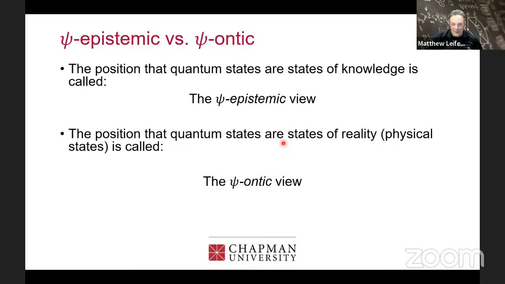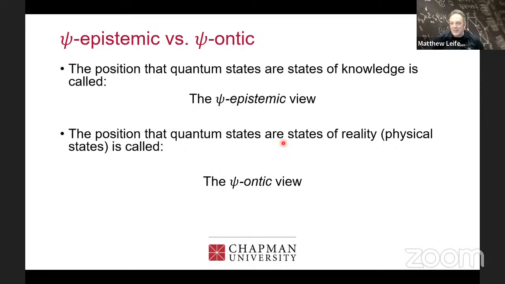When you flip a coin and it lands either heads or tails, the probability distribution is 50-50, but the coin is always either heads or tails. It's never in an indeterminate situation. The 50-50 just represents your knowledge, the fact that you haven't seen the outcome yet. Okay, so that's the idea.